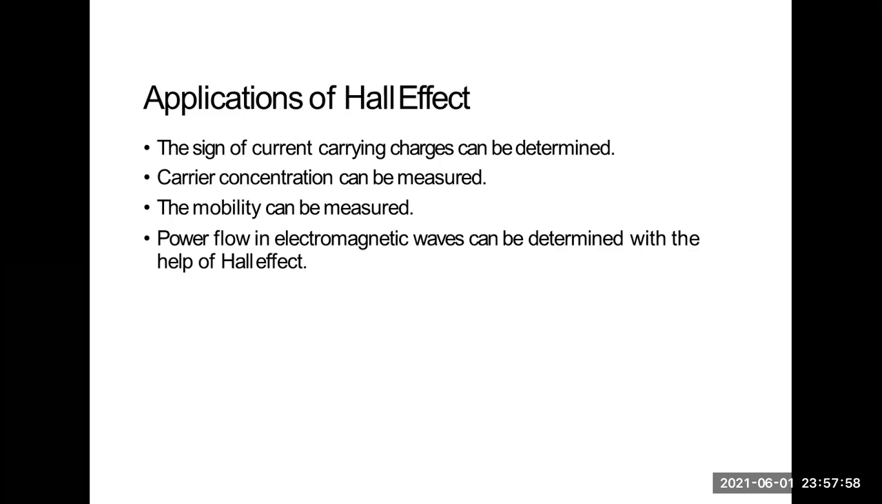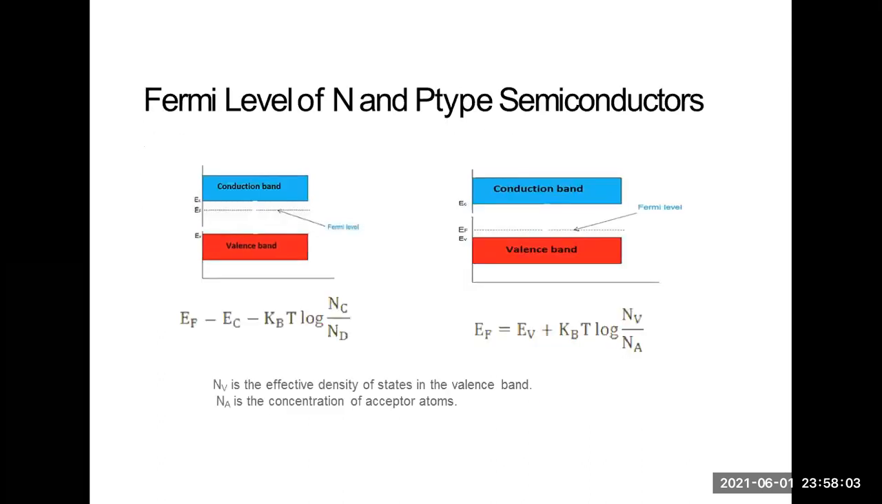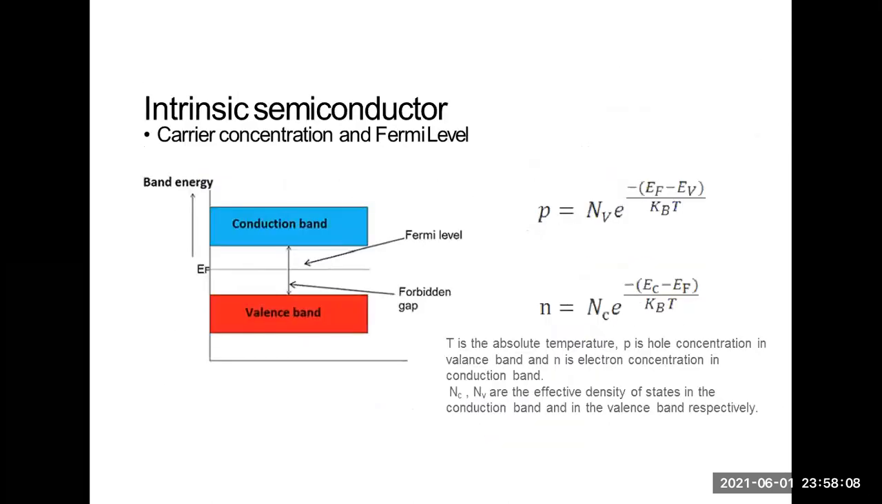So with this topic of Hall effect and its applications, we need to understand the different aspects and different applications of the negative temperature coefficient resistance. So we move to the intrinsic semiconductor. When you see this intrinsic semiconductor, on the left hand side there is a formula for p, and there is a formula for n.